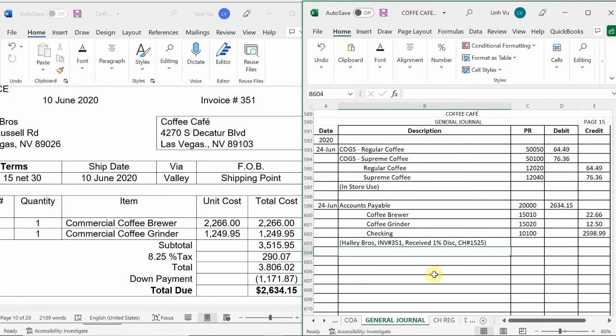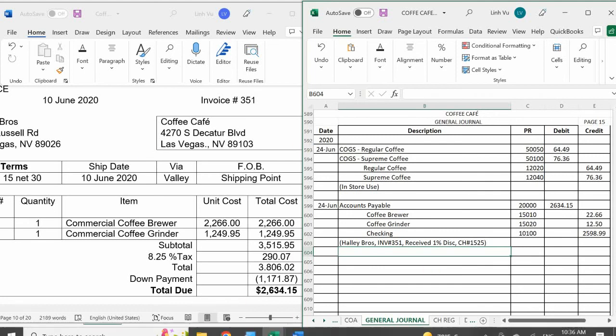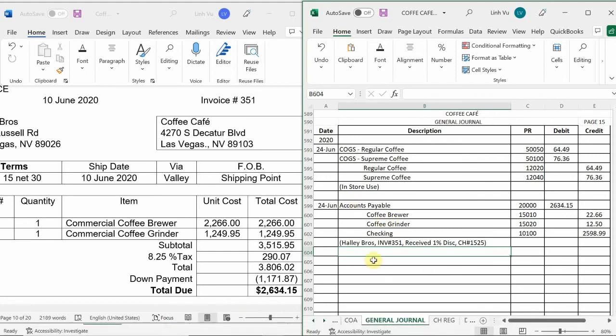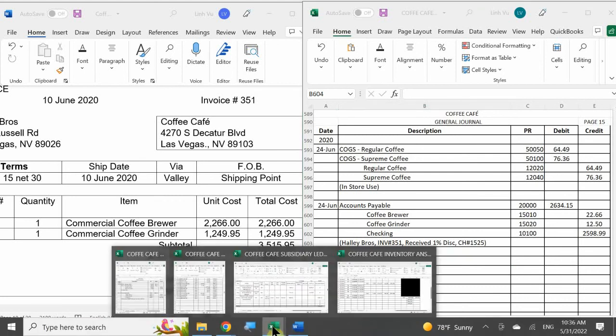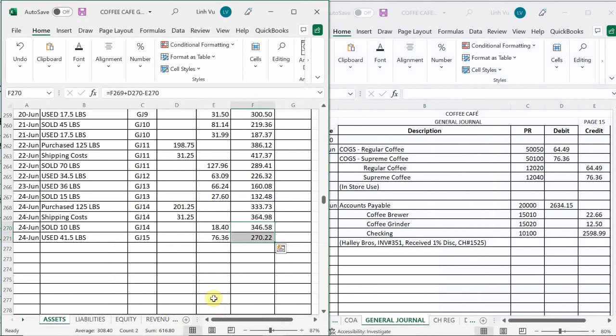Okay, so now let's go ahead and update my ledger. Now you could have also figured these numbers out in your sub ledger as well, but that's okay. We're able to do it on either form. So let's go ahead and take a look here. So I reduced my accounts payable.